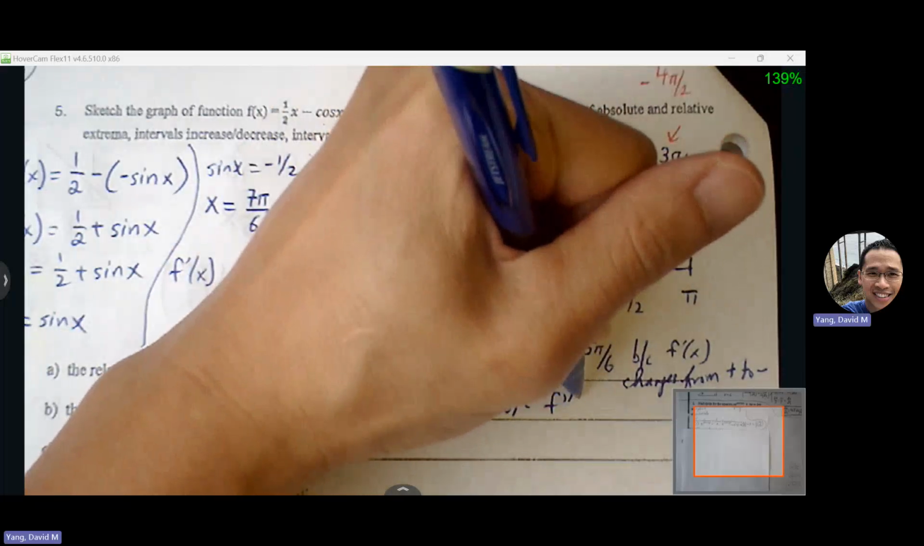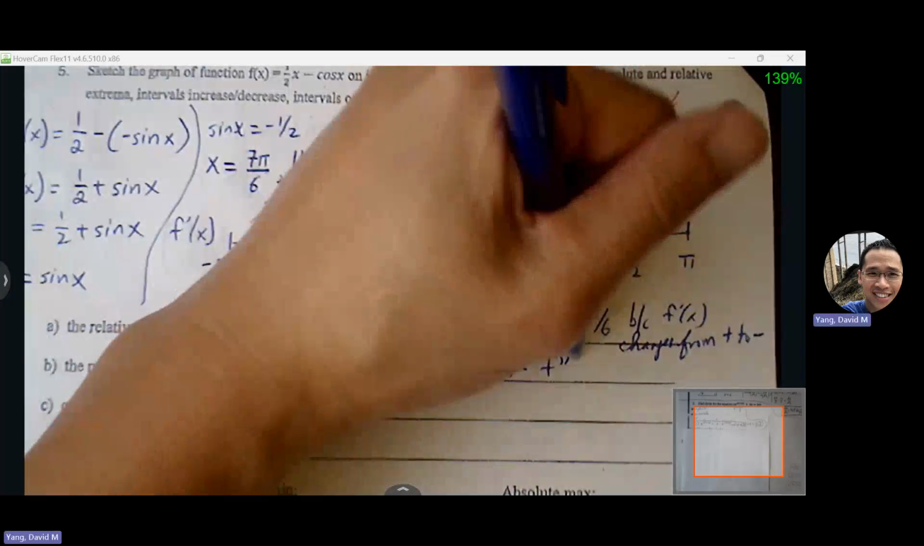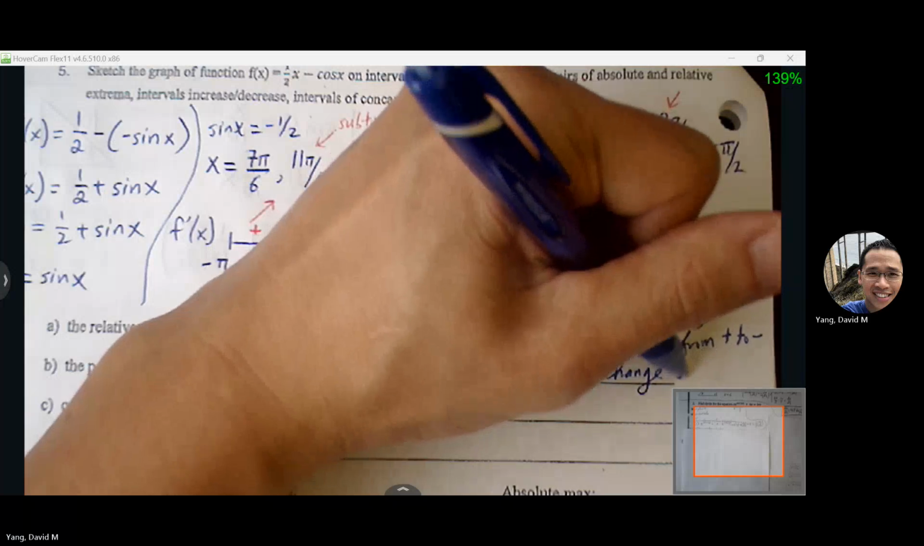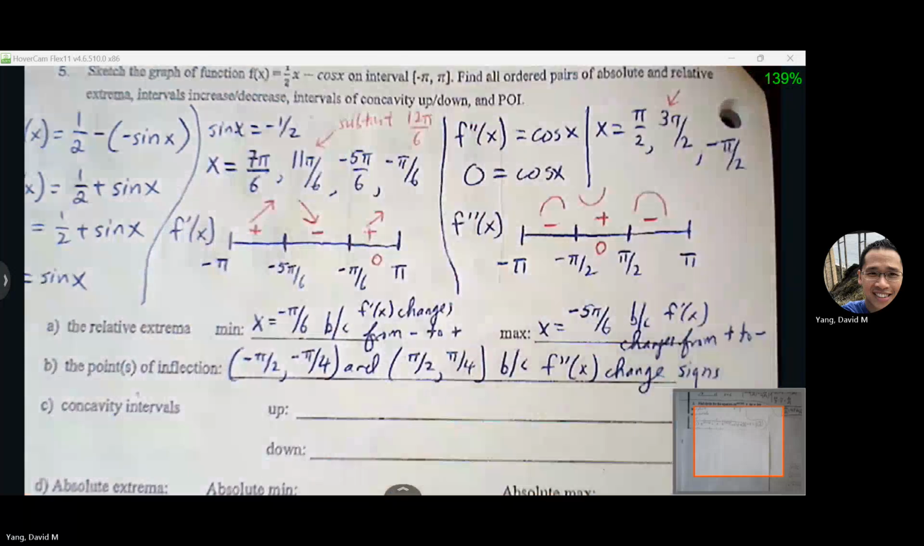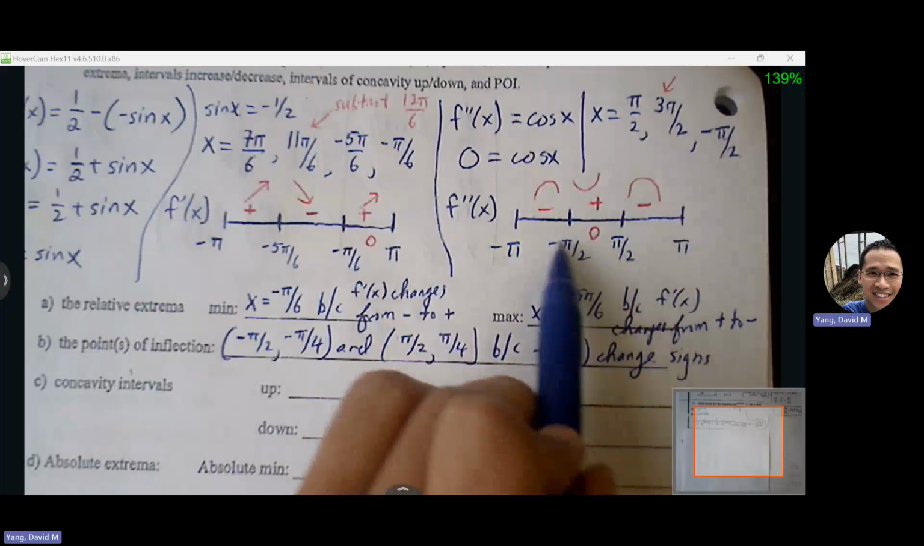What's our reasoning for point of inflection? Because f double prime changes sign, yeah. All right, concave up, concave down. We can just read that from our concavity sign line.